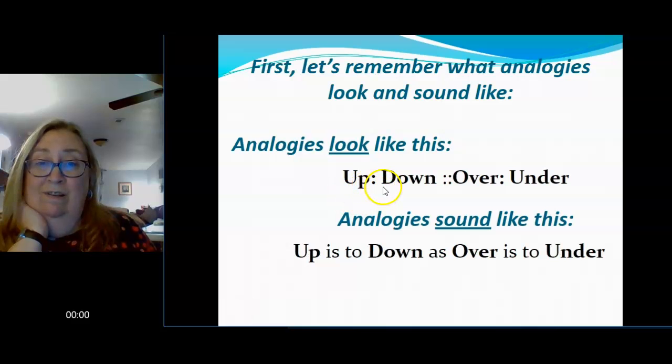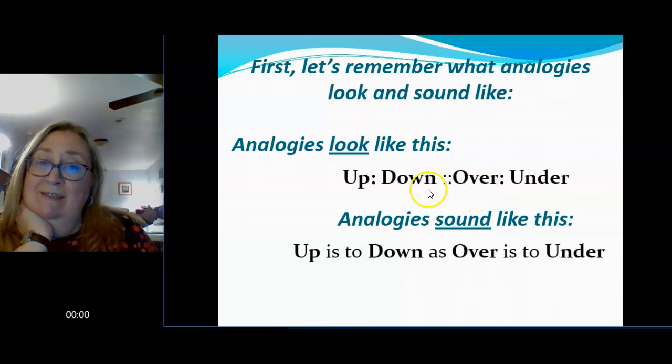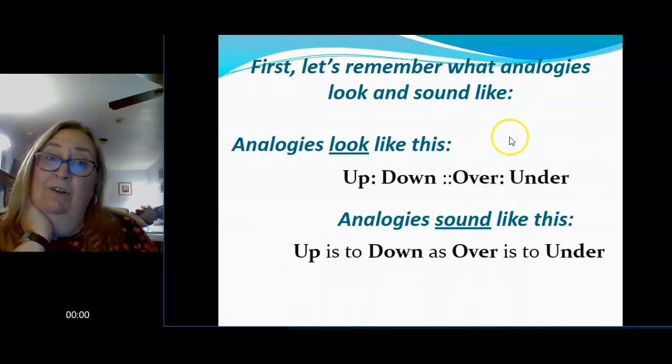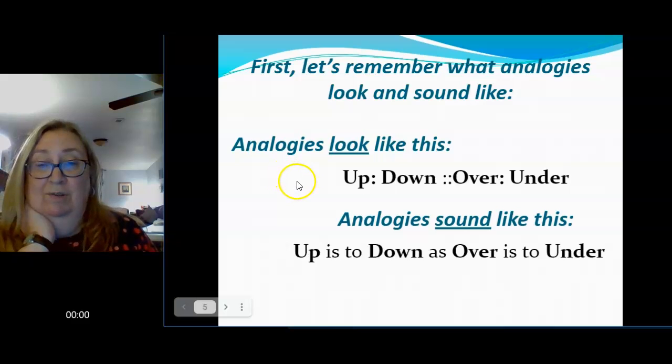So one colon is, we're going to say, is to, and two sets are going to be as. Up is to down, as over is to under. And all this says is the relationship between the words up and down is the same as the relationship between over and under. Let's look at what those relationships could be.